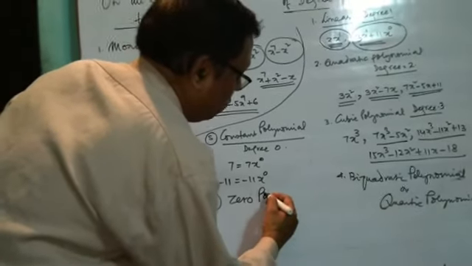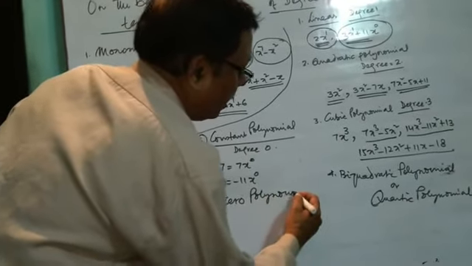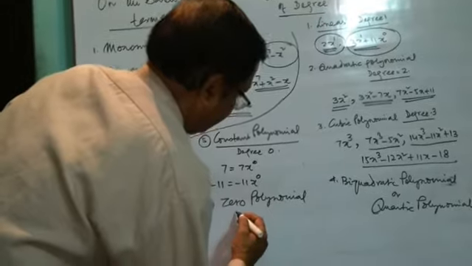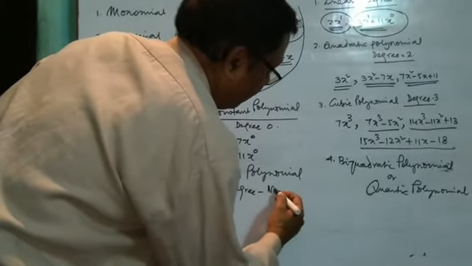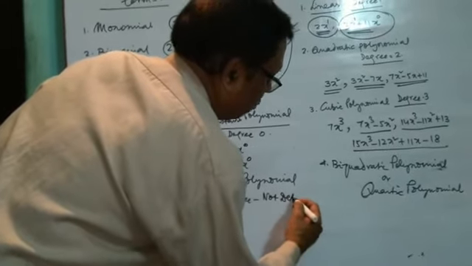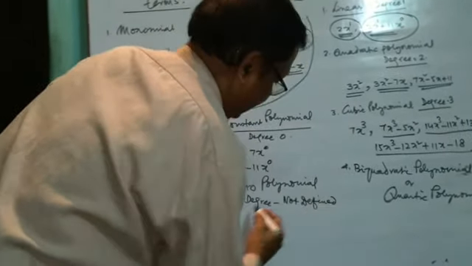And the last one is the zero polynomial. Zero polynomial, degree not defined.